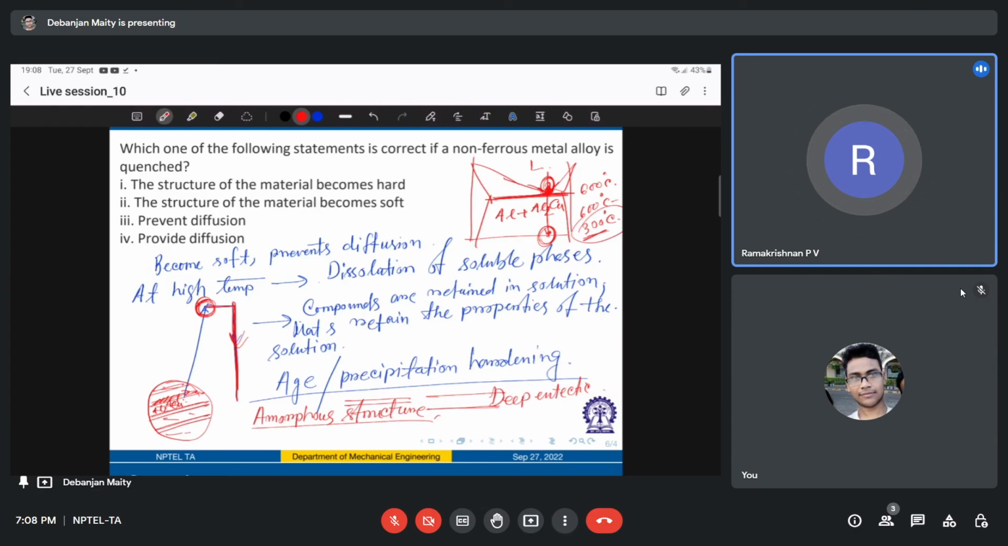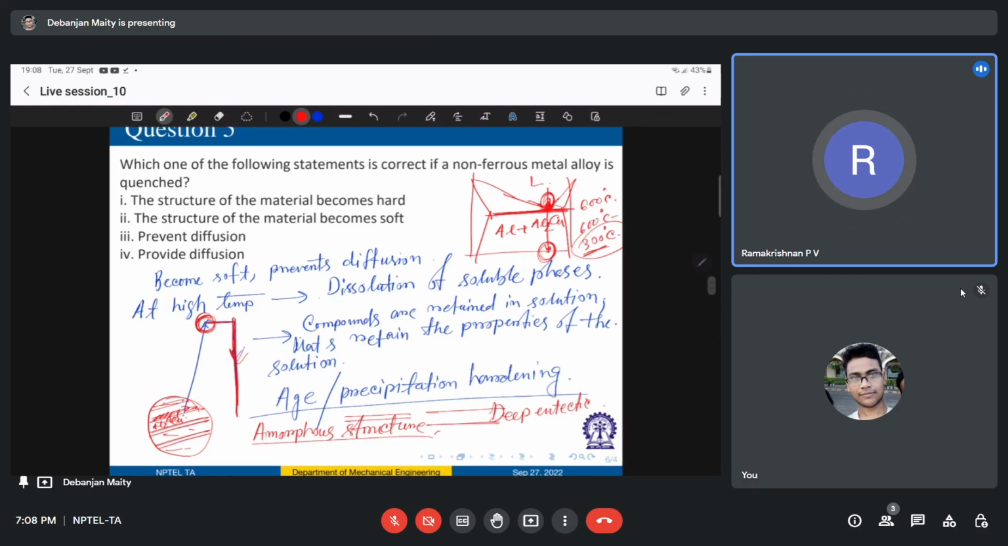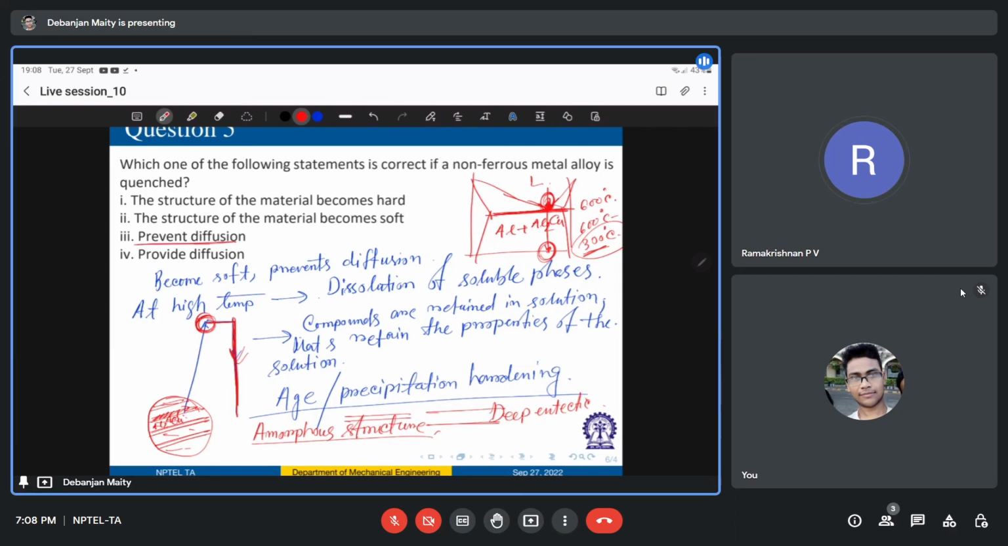Again, reading the question, which of the following statements is correct? If a non-ferrous or metal alloy is quenched, then regardless of non-ferrous or ferrous, it will be preventing the diffusion only, or will it differ accordingly? Of course, this will prevent diffusion, and for ferrous also it will prevent diffusion. But the thing is, for non-ferrous, the structure of the material becomes soft.